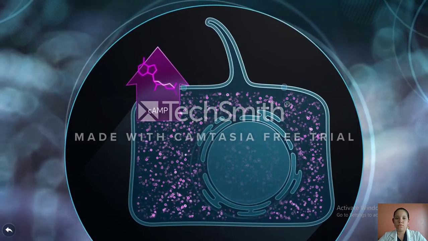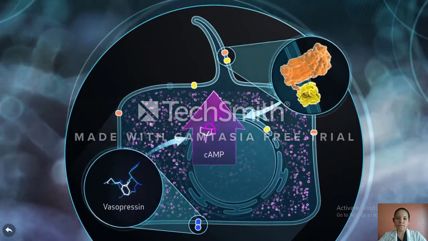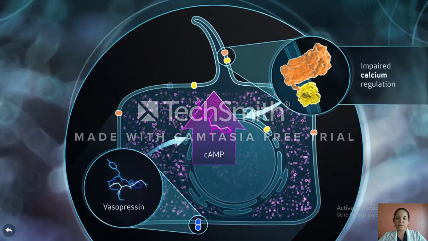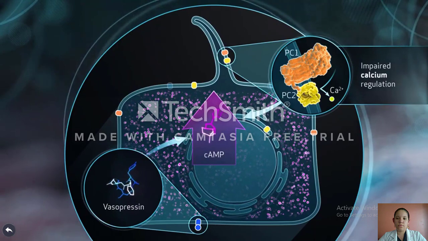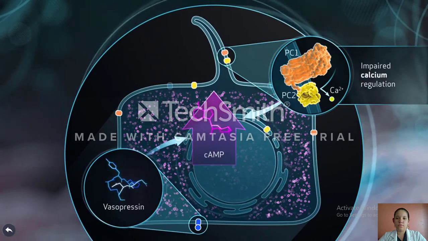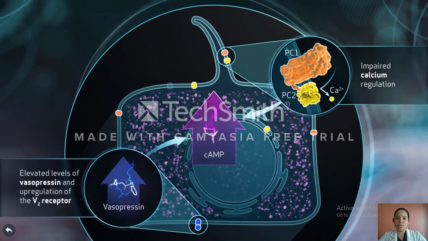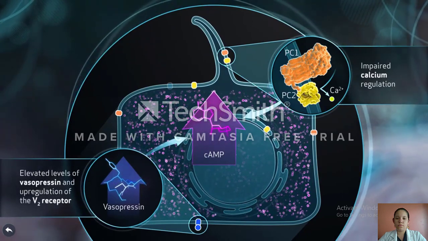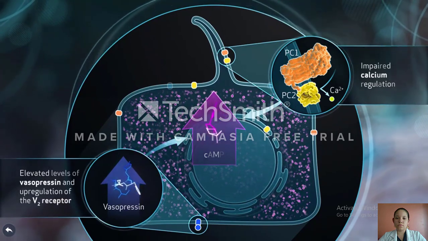Elevated cyclic AMP levels in ADPKD are believed to be driven by two main mechanisms: impaired calcium regulation of renal tubular epithelial cells driven by genetic mutations of PKD1 and PKD2 genes, and elevated serum levels of vasopressin, an antidiuretic hormone also known as AVP or ADH, and upregulation of the V2 receptor.